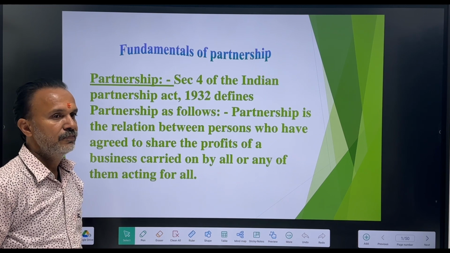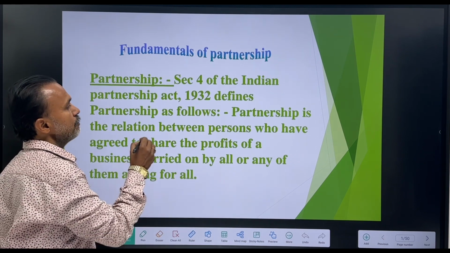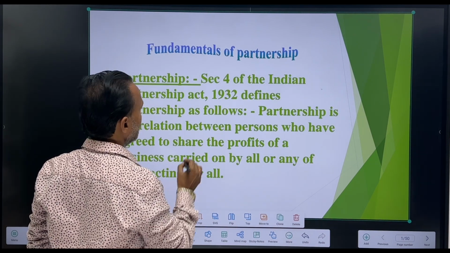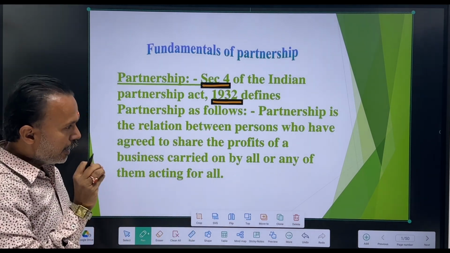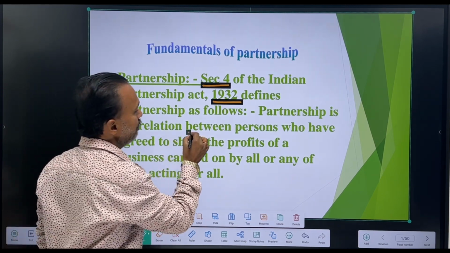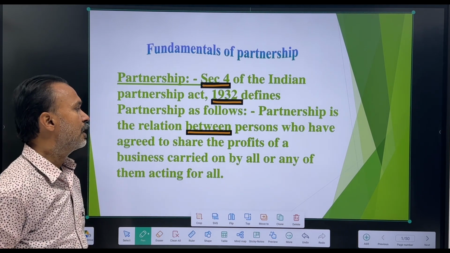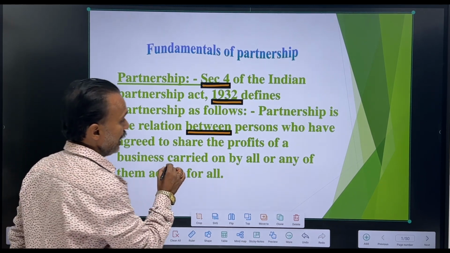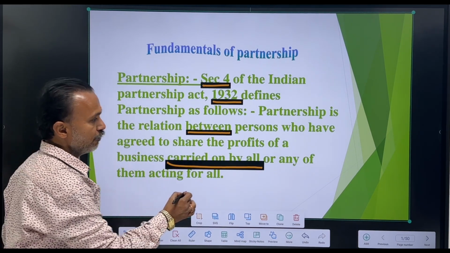First of all, we know about partnership. The definition of partnership is given under Indian Partnership Act 1932, Section 4. According to this, partnership is the relationship between two or more persons to carry a business and sharing the profit or loss of this business. This business may be carried by all of them or any one of them acting for all.